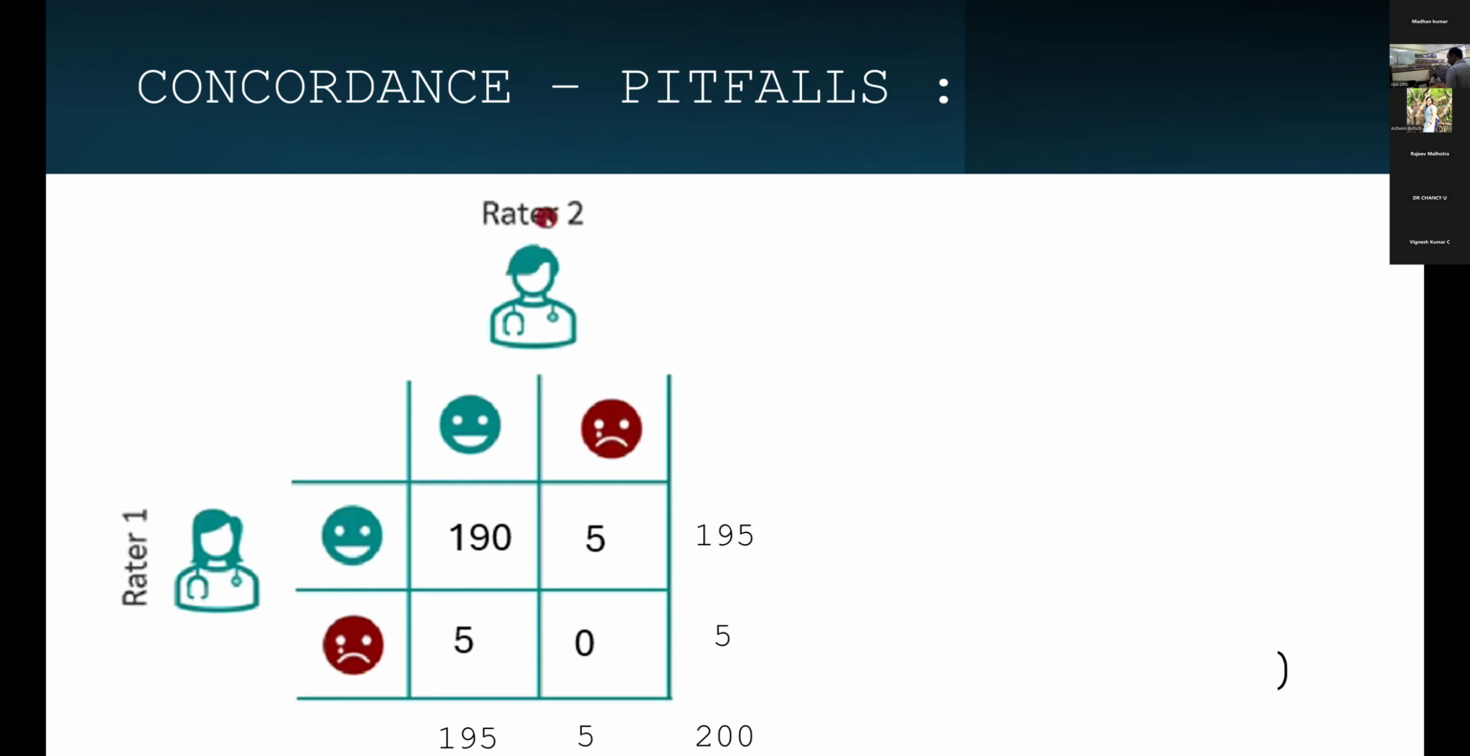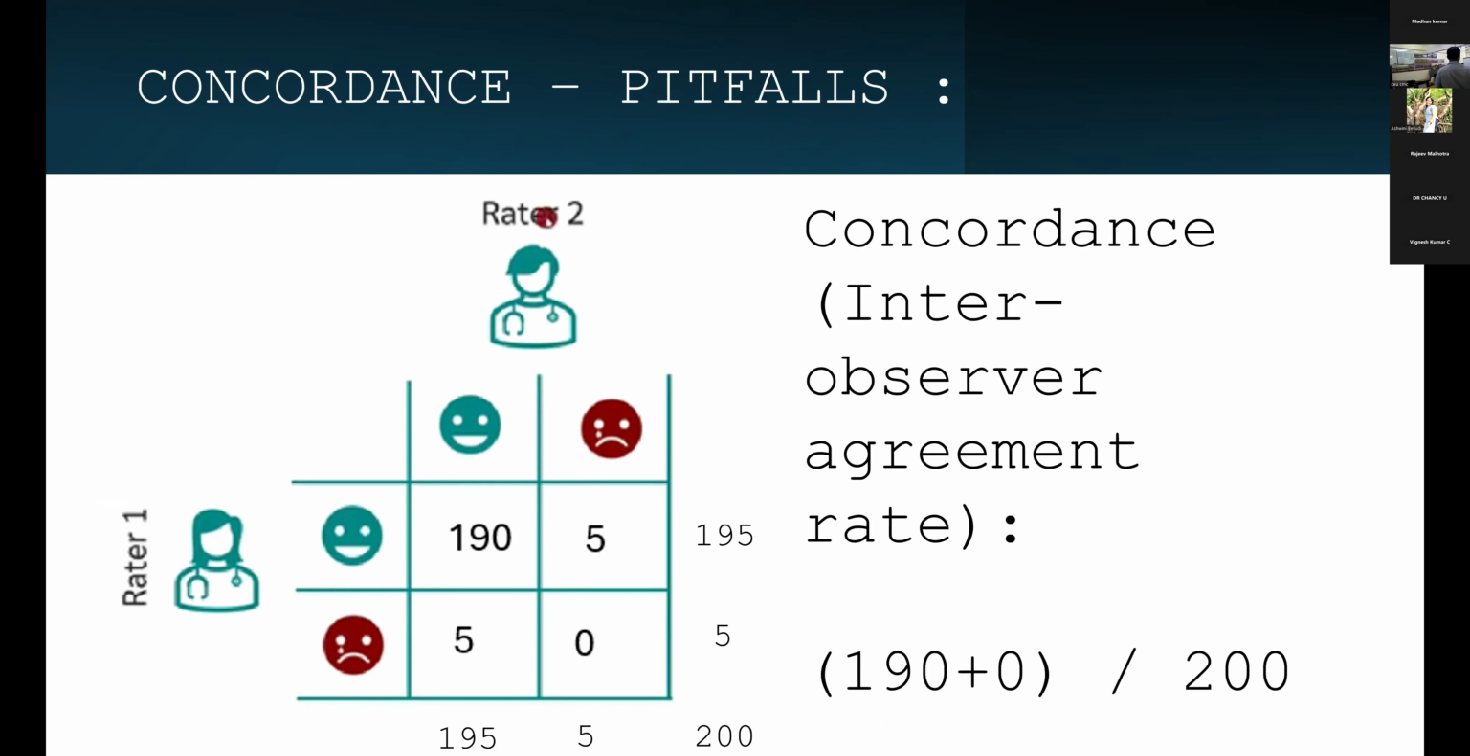Can anyone tell me what is the problem with that conclusion? If you actually see where they disagree, rater number 1 has said 5 patients are depressed. Rater number 2 has also said 5 patients are depressed, but none of those patients overlap. So two completely separate sets of patients are depressed according to both of them. But the concordance seems to show that both are in very close agreement. This is the problem with just using concordance to look at inter-observer variability.